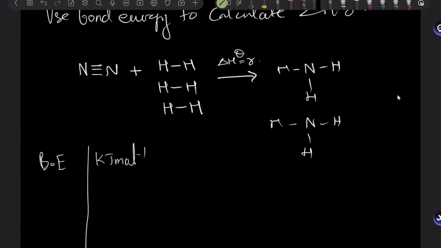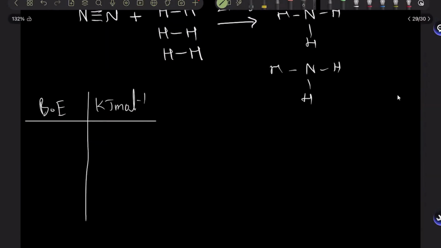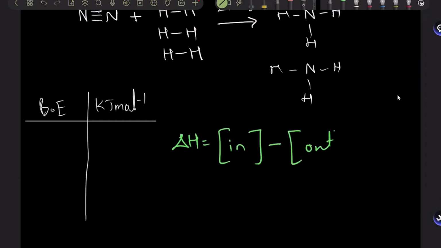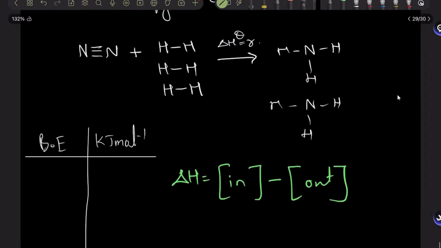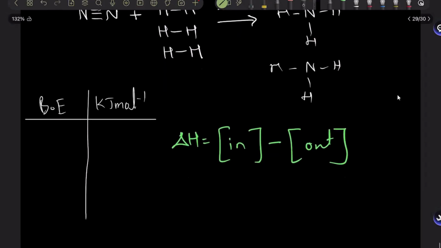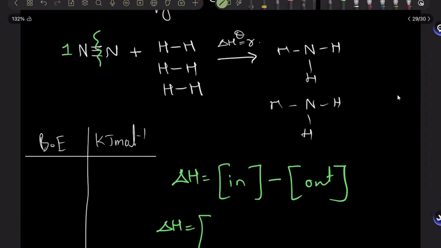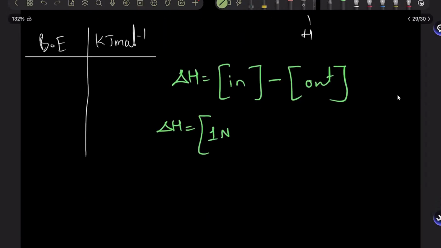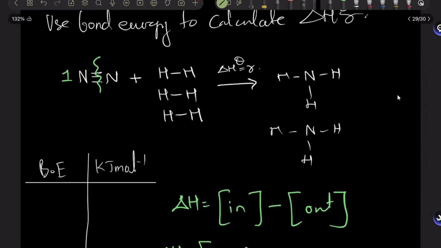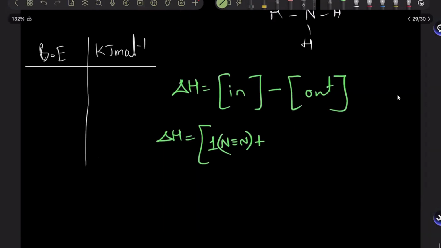Let's first write the equation, then we'll know. So we know we need to use bond energies. So let's write the equation for delta H. Delta H is equal to energy in minus energy out. Break every single bond, form every single bond. So which bonds do you have to break? 1 times you have to break the nitrogen, nitrogen, triple bond. Plus, how many times do you have to break the hydrogen, hydrogen, single bond? 3 times the hydrogen, hydrogen, single bond.